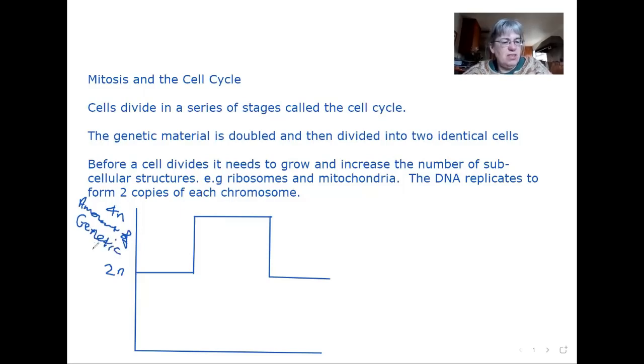And it's quite a difficult concept, really. But if you think about it, it's logical. You've got 2 of each chromosome, n is the number of each type of chromosome. You've got 2 normally in your cell. You double it up, and then they split up to go back to 2n. So this is time along the bottom. And this is where cell division occurs.